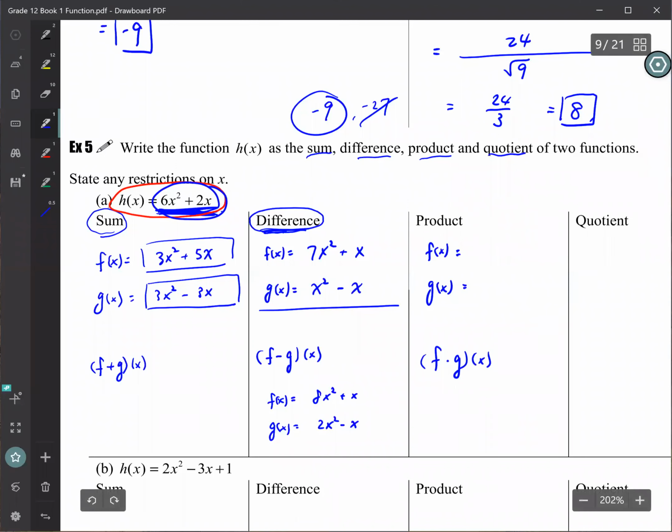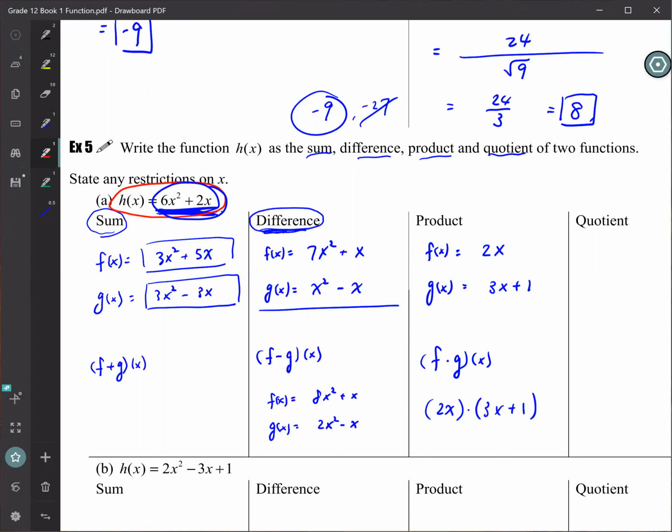2x for f of x. How about g? 3x plus 1. Okay, let's try multiplying, right? So I have 2x multiplied with 3x plus 1. How do we multiply this? Donna, how do we check?